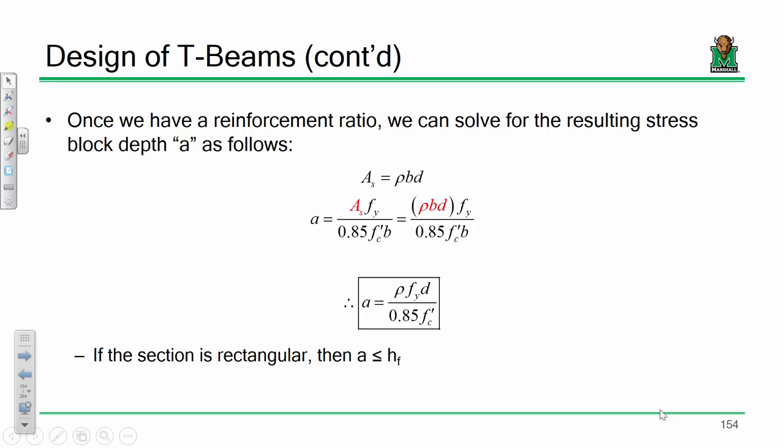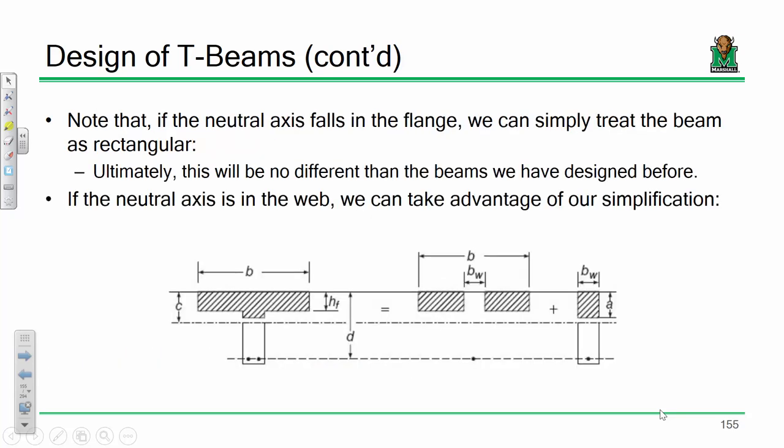Now, if A is less than HF, then our assumption is correct because the stress block will in fact be rectangular. But if not, then we have a true T-beam and the math gets a little bit more involved. Is everybody okay with the method so far? All right, let's talk about the method if in fact we have a true T-beam.